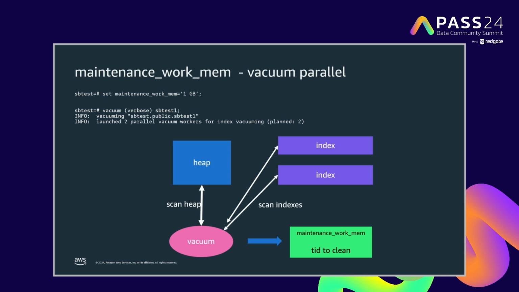The other thing you have to think about when you're vacuuming, the parallel setting doesn't actually change the memory usage that much. Because it only affects the index scans. So it doesn't really change much.